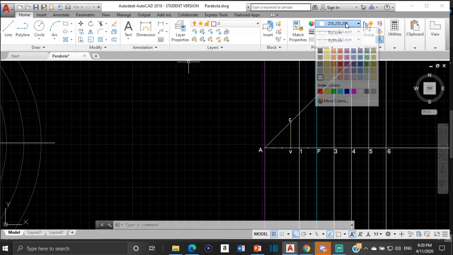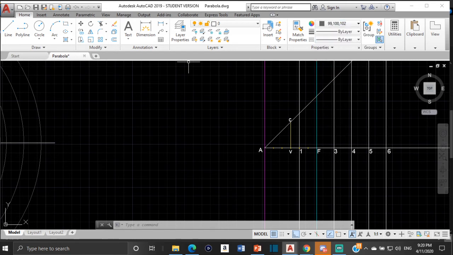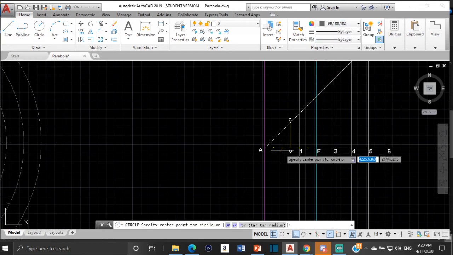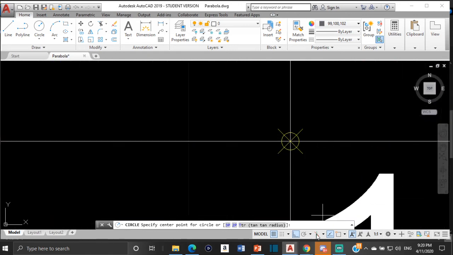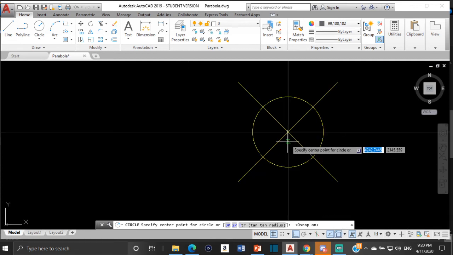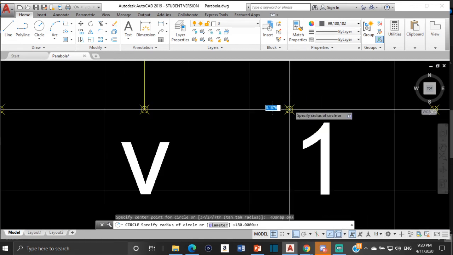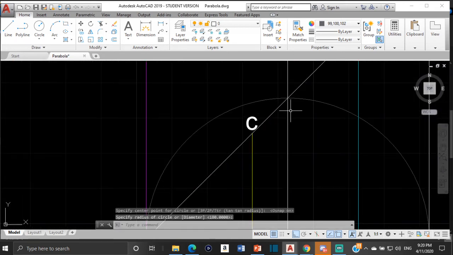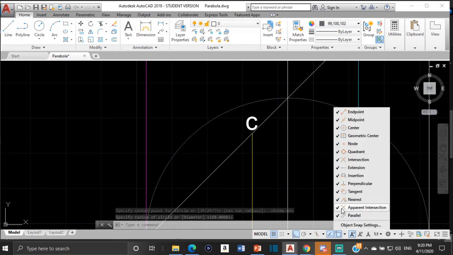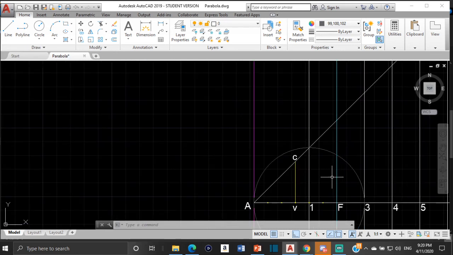So now let me draw one circle to show you what I mean. I'm going to draw this circle here from 1. Let me turn object snap back on. I'm going to draw the circle here. Ensure that you're drawing it from the actual center. And I'm going to bring it to this intersection here, to that point there. To get that point, ensure that you have intersection and apparent intersection turned on in object snap.